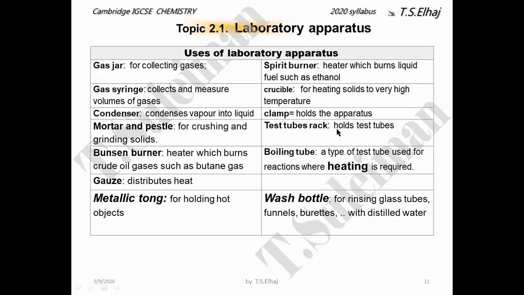Test tubes rack holds test tubes. Boiling tube, a type of test tube used for reactions where heating is required. In every reaction where heating will be required, we don't use a normal test tube. It will break quickly, but we use another type that is manufactured to withstand high temperature, which is called a boiling tube. Wash bottle for rinsing glass tubes, funnels, burettes, etc., with distilled water.